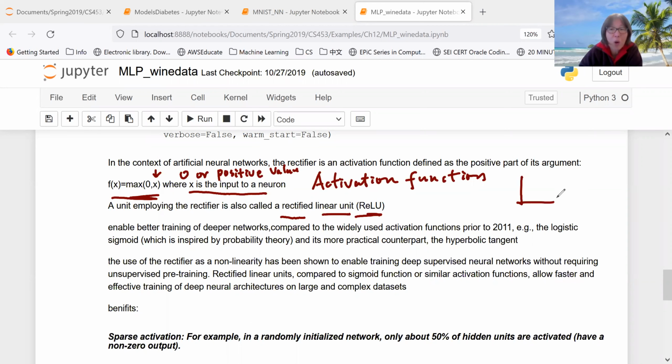So if you draw that, it's kind of like something like this. Okay, so that's called rectified linear unit, ReLU. Because later we will also see this quite often. And for the deeper neural network, this can do better training compared to some other one.